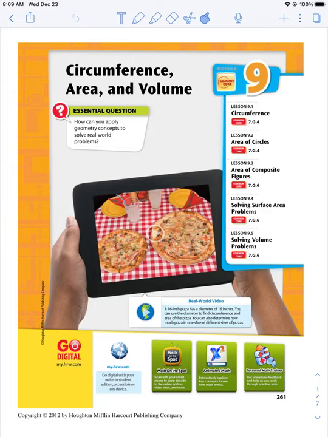In chapter 9, we are going to learn about circumference of circles, area of circles, and then we're going to use circumference and area to also find volume of cylinders and surface area of cylinders. All right, let's get started.